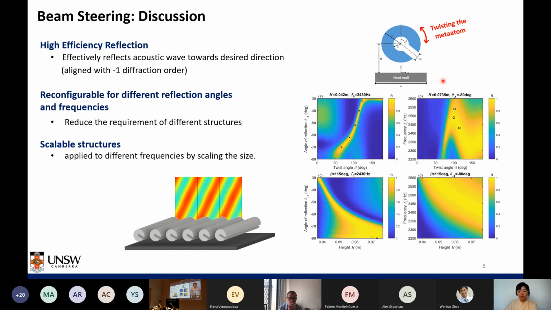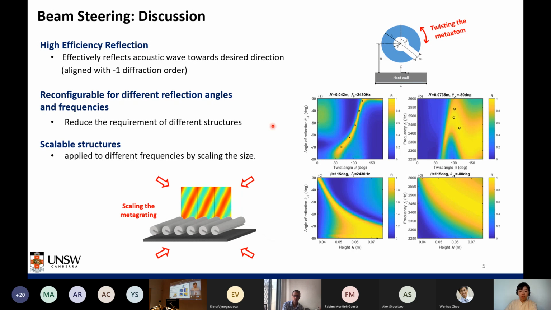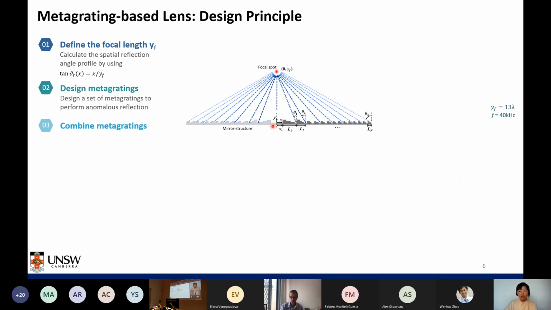And this metagrating approach is also promising for ultrasonic applications. Although the metagrating is optimized at a single operating frequency, such a design can be readily adapted for very high frequencies due to the lack of fine features, by simply scaling the size. So this outstanding wavefront manipulation characteristic of our metagratings offers a promising design framework to passively focus the acoustic beam with scalable structures.